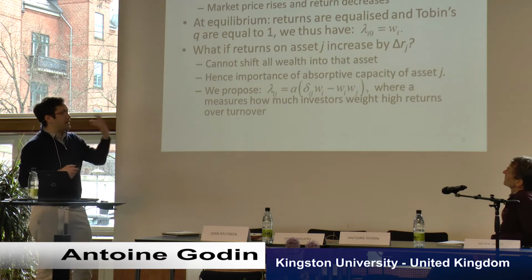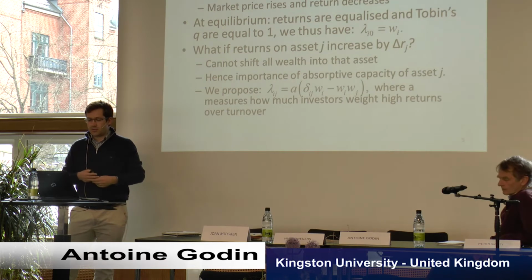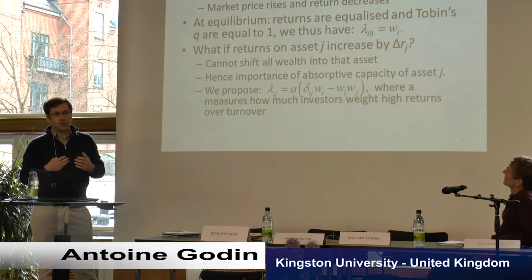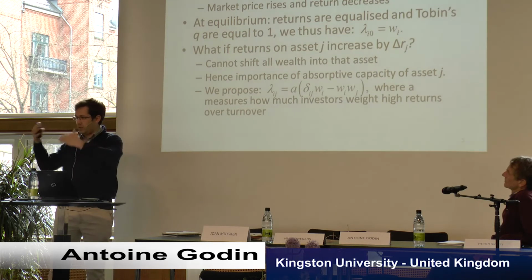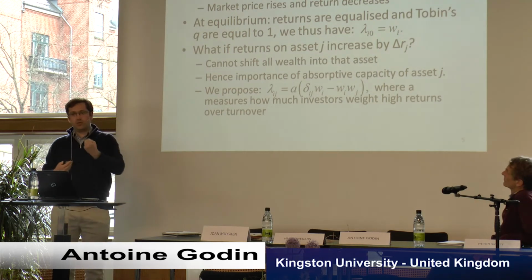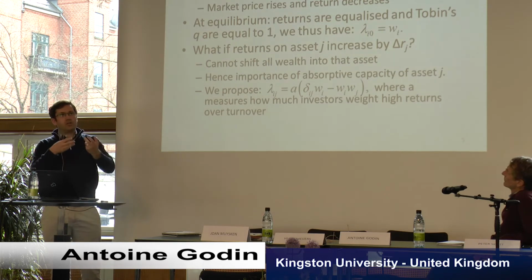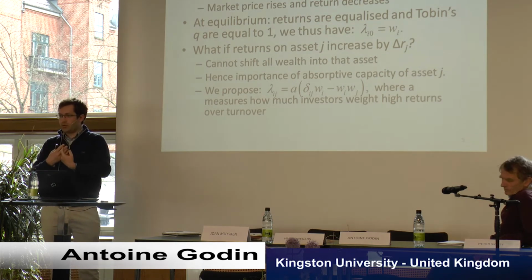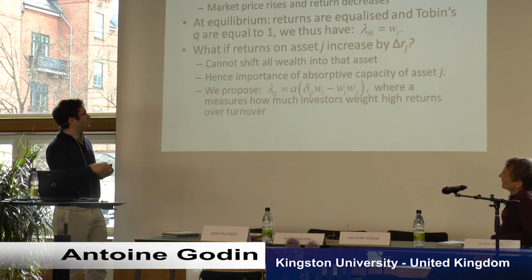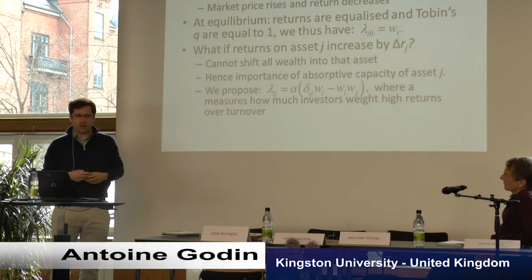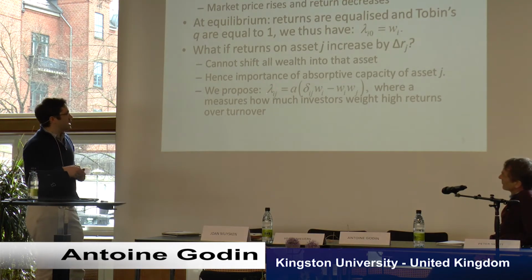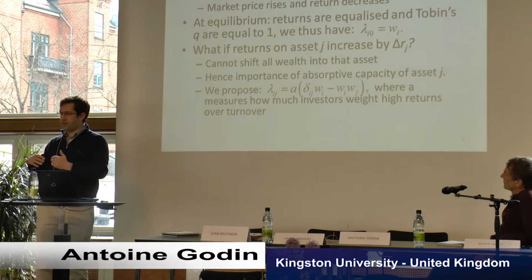What happens if one asset has an increase in returns, delta Rj? Of course, as we explained before, we cannot have all the wealth moving to that asset, otherwise it would be self-defeating and then we would equalize again. So it is important to understand how much this asset is going to absorb the existing wealth, and that's why we call this the absorptive capacity of the asset J. And what we propose, and this is just an assumption we're making, is that it has to depend on how much it will impact the current share of wealth.